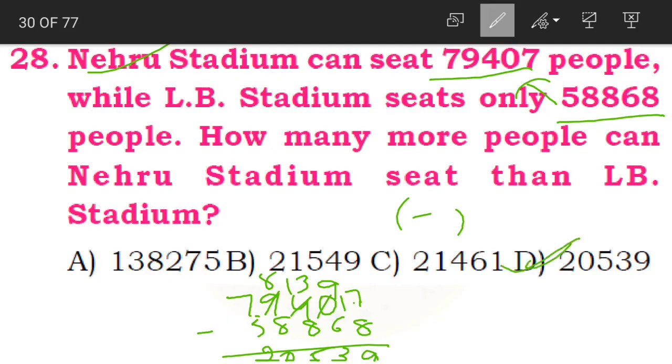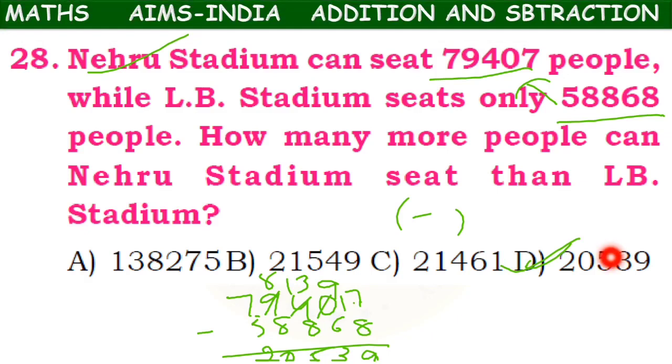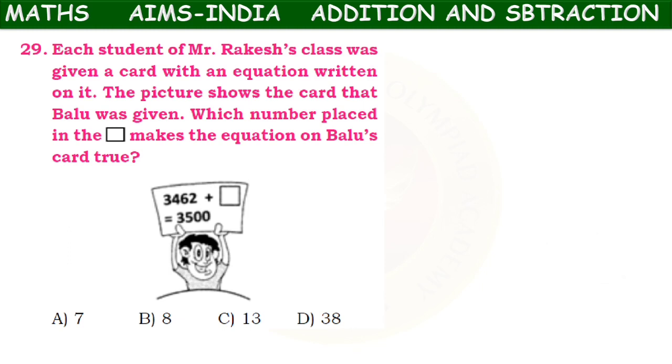20,539. That is our option D. Okay, children, you already know how to do additions and subtractions, right? So I am not explaining in detail how to subtract. Let's just solve problems quickly so that we can cover more problems in a single video. The answer is option D, 20,539.